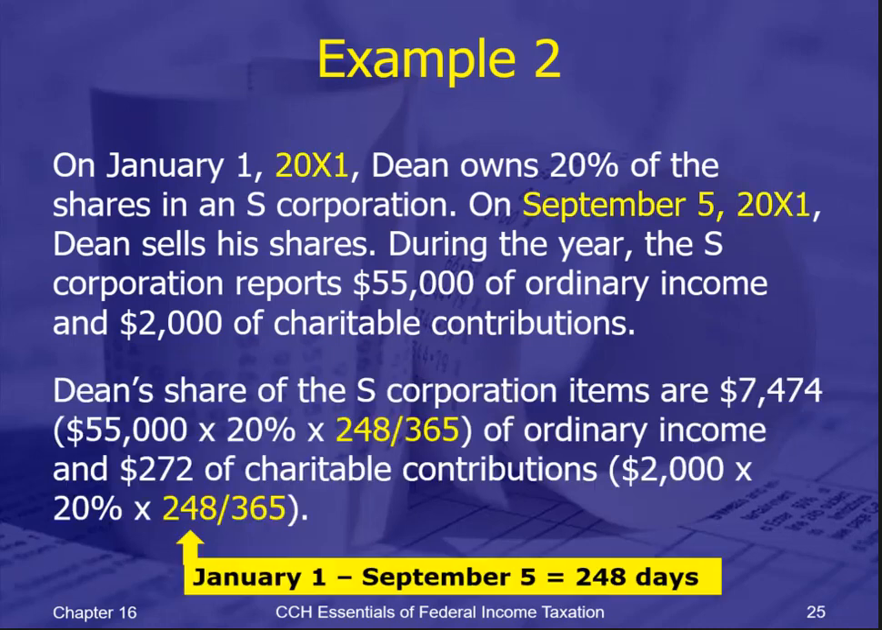20% for the days, you multiply by the number of days you owned it, okay? So it can get kind of complicated, but as long as you think it through, it's not too bad. And this only applies if there was a change during the year. Okay, in this case, he owned 20% for 248 out of 365 days. The rest of the year he owned 0 because he sold his shares.